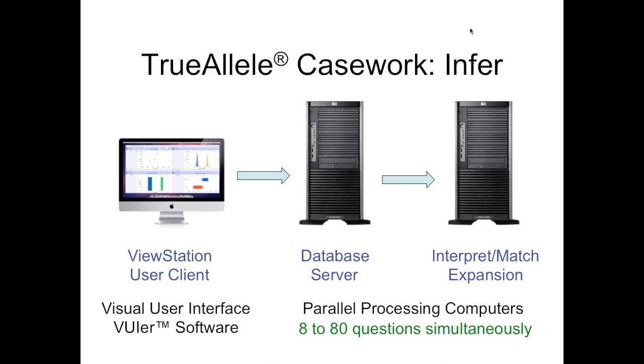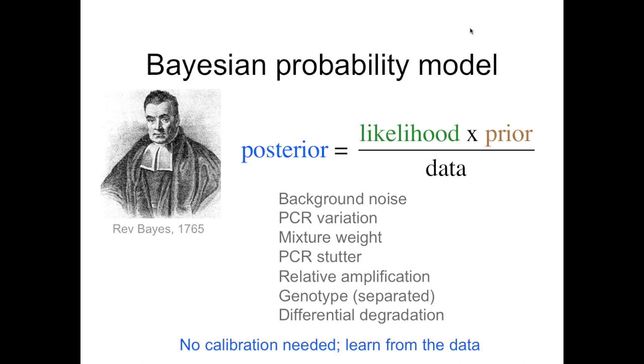So one of the 8 to 80 parallel processing computers that you have would pick up that question and independently start solving that problem, while another 50 questions would be solved in parallel on maybe different cases. So what is the computer doing? The computer has a Bayesian probability model.